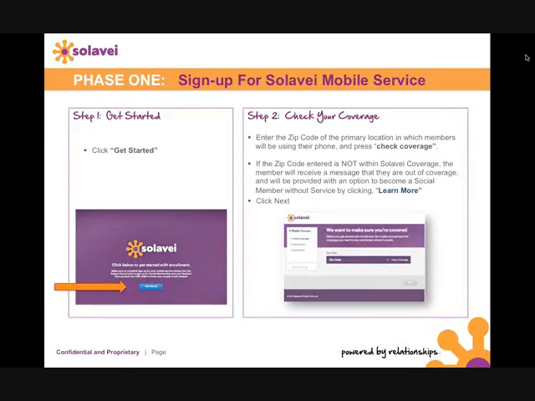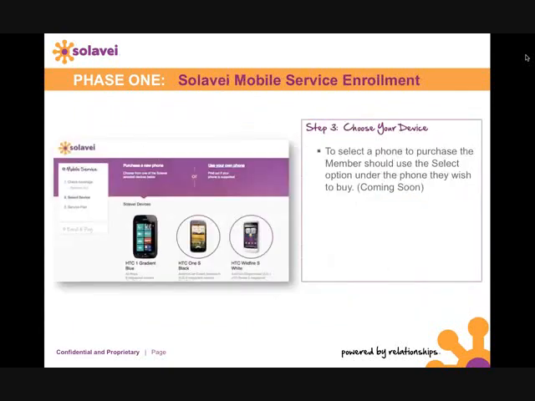And if not, if the zip code entered is not within Solavei coverage, the member will actually receive a message that they are out of coverage, and they will be provided an option to become a social member without service. To do that, they'll have to click a link that will be right below that will say Learn More. When they click Learn More, they'll be given additional information on how they can subscribe as just a social member.